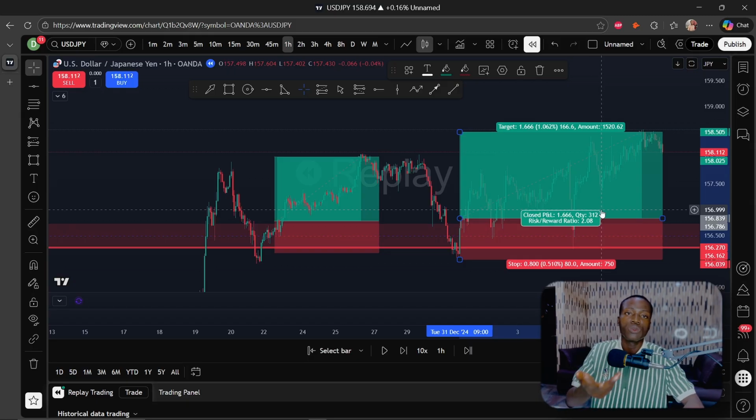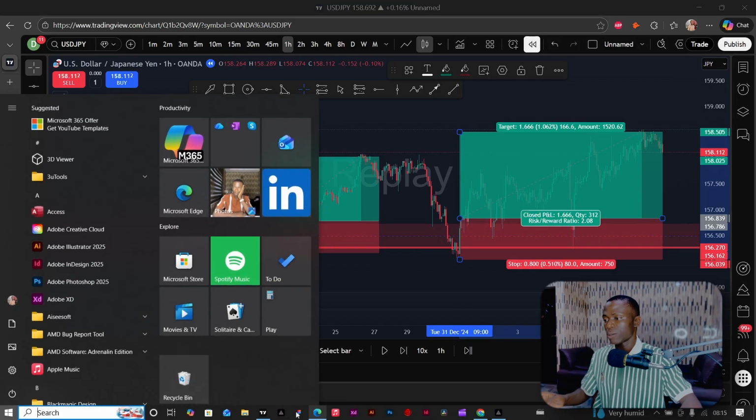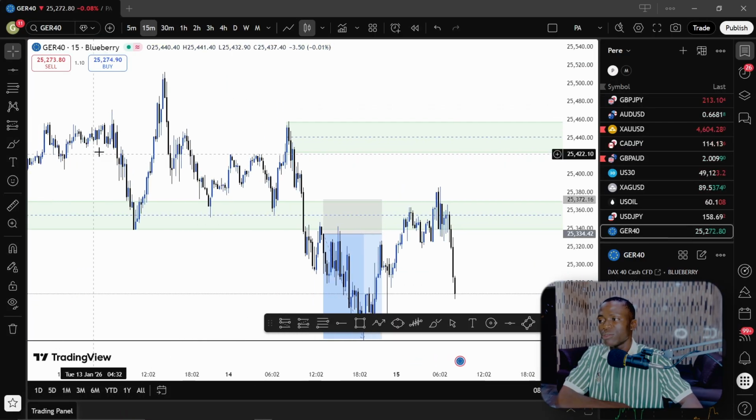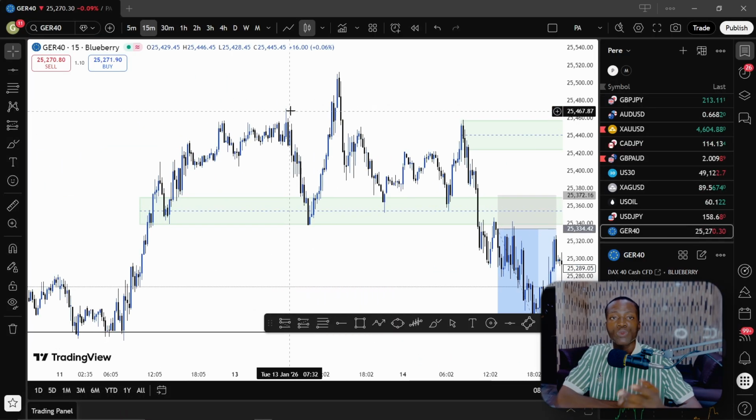Now let's also go and do some combined analytics in my trading charts. So now let me come back to TradingView. Now you can see here is a trade I took yesterday on German 40. So this particular strategy doesn't just work on forex pairs alone.